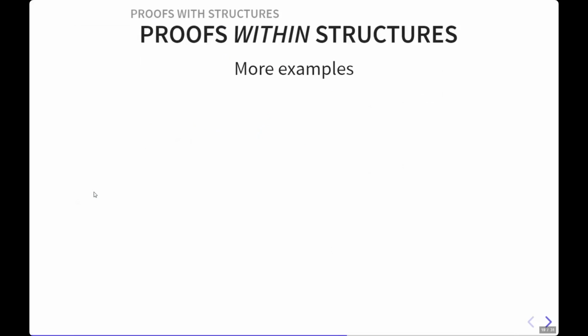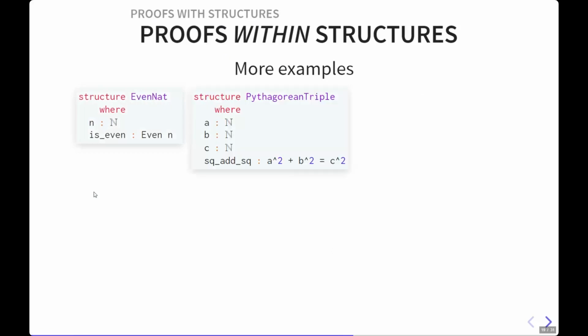Some more examples of structures that contain proofs. You could have the structure of even natural numbers, which contains a natural number n and a proof that it's even. You could have a Pythagorean triple, which contains the 3 side lengths and the proof that the sums of the squares is as you'd expect.